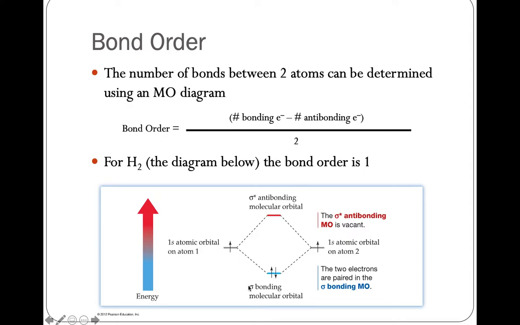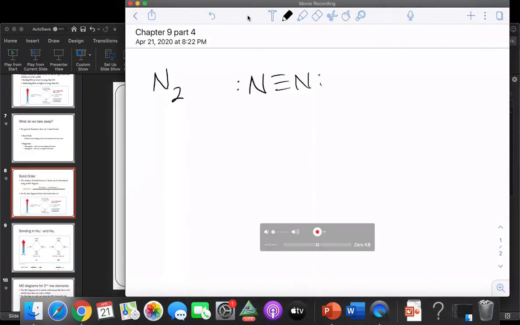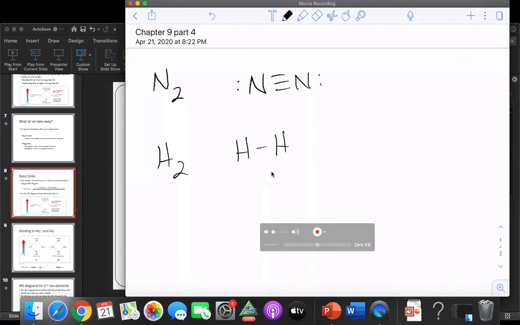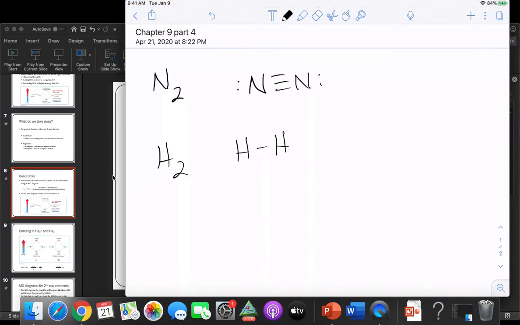In this case, if we're using this diagram to calculate bond order, we'd have 2 electrons in the bonding orbital, because that's what the 2 arrows down here are, minus 0 in the anti-bonding orbital, because it's empty, and then dividing that by 2 gives us a bond order of 1. That should make sense, because if we think about drawing a Lewis structure for just hydrogen gas, it's just a single bond between the 2 hydrogens. So again, we should see bond order matching Lewis structures for most of the examples we take a look at.